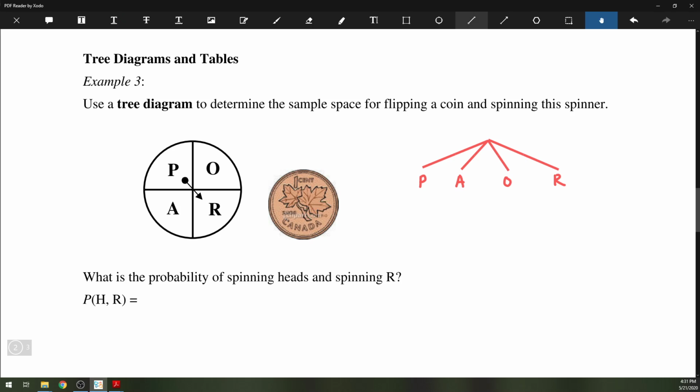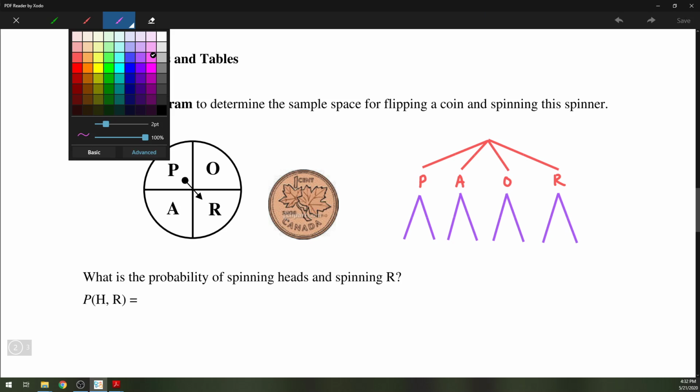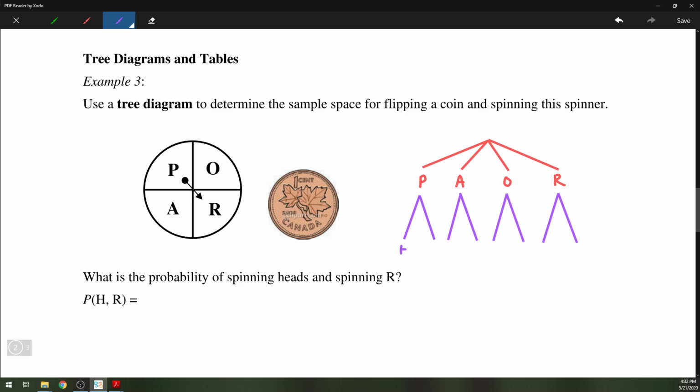And then when you flip the coin, let's say you spin and you got the letter P, then from there you can have heads or tails from the coin, heads or tails with A, heads or tails with O, and heads or tails with R. So if you look at the branches at the bottom there are 8 different outcomes. PH, PT, AH, AT, H and T being heads and tails respectively, OH, OT, and RH and RT. So there are 8 different outcomes.